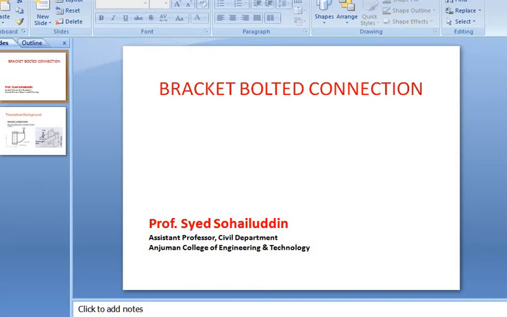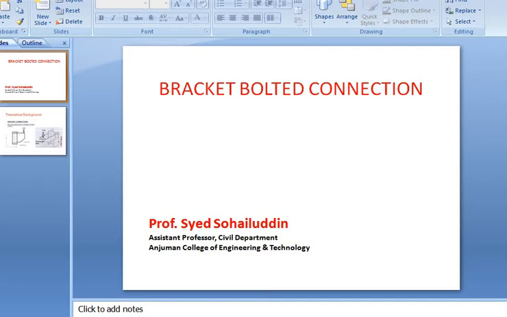Good afternoon, everyone. Today we will have a lecture on bracket bolted connections. In previous lectures, we have seen the different bolted connections in the case of lap joint or butt joint. We have already found the number of bolts required for a lap joint. We have already found the number of bolts required for a butt joint also.